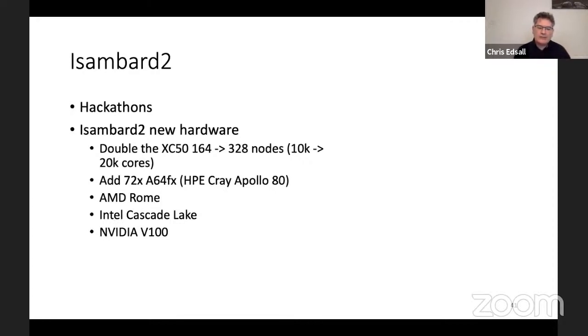As well as doubling the size of the existing system, we're adding in 72 A64FX nodes. Before I mentioned the HPE Catalyst system, also known as the Apollo 70. This is the follow-on product, the Apollo 80. That's the same processor that's in Fugaku. And we've got a small bit of hardware on the side for the multi-architecture comparison system, where we have a few nodes of AMD Rome, Zen 2 based, some Intel Cascade Lake, and some NVIDIA V100s.